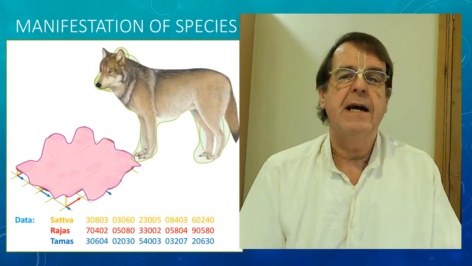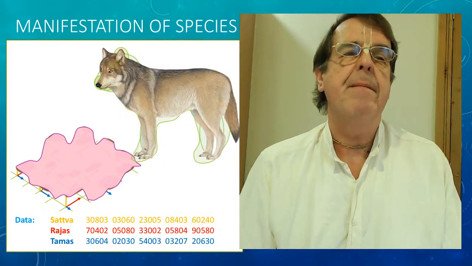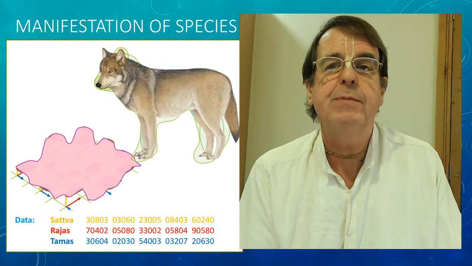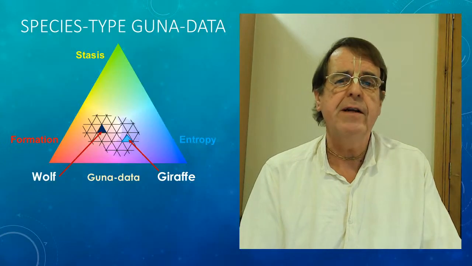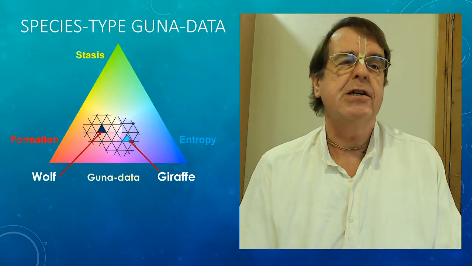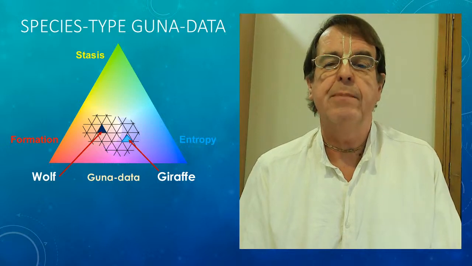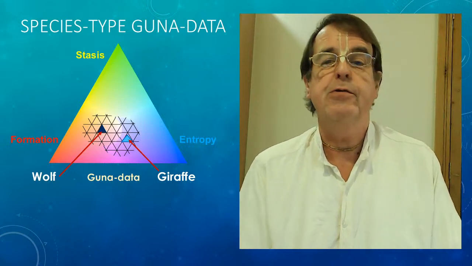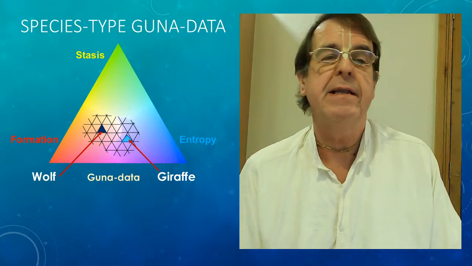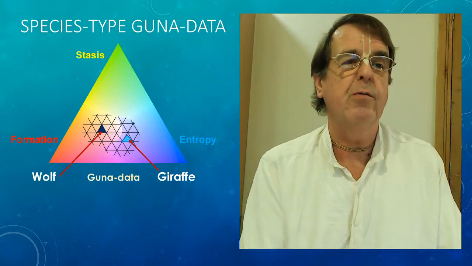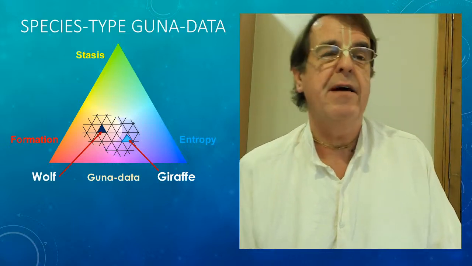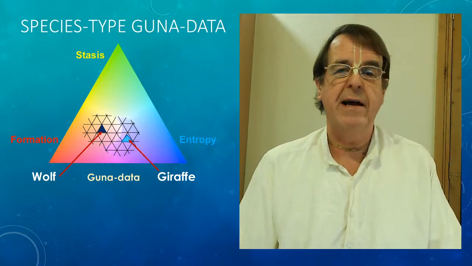Now I'm going to develop this idea a bit further and show some further justification for this and also some application of this particular model. For instance, different sections of our GUNA-DATA triangle represent the GUNA-DATA for different species. That's fair enough. So here we have two species types represented by their respective GUNA-DATA. We've got our wolf in the dark triangle, and we also have a giraffe represented by the little blue triangle.